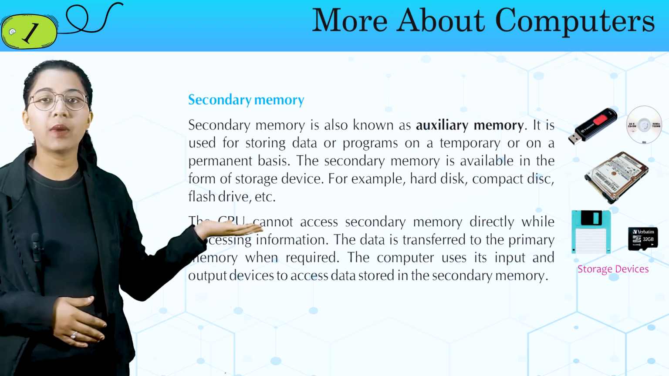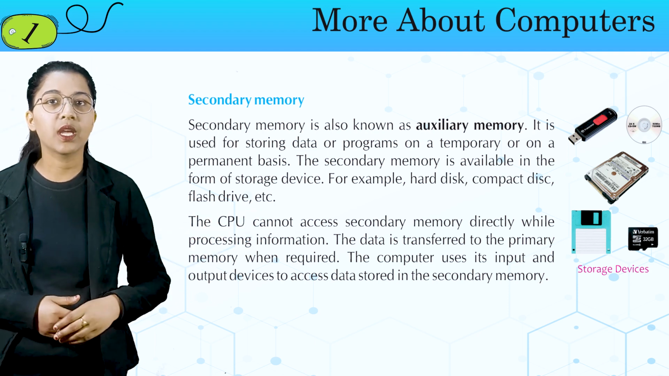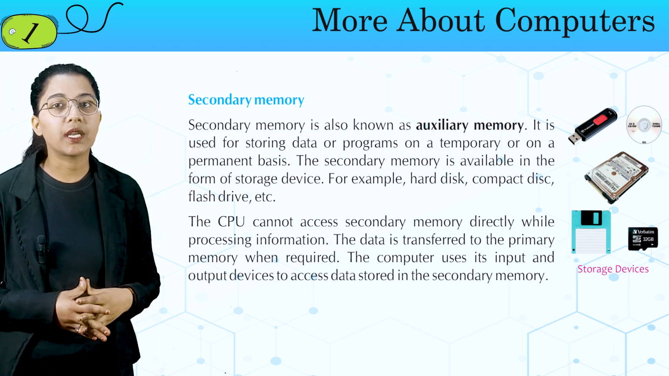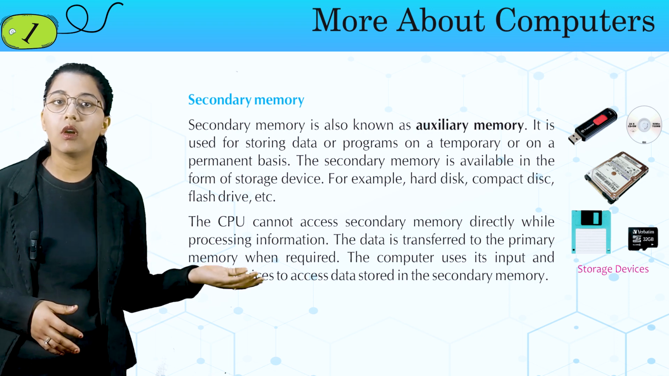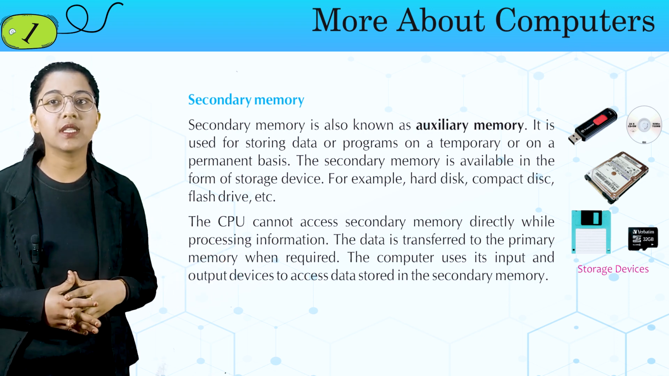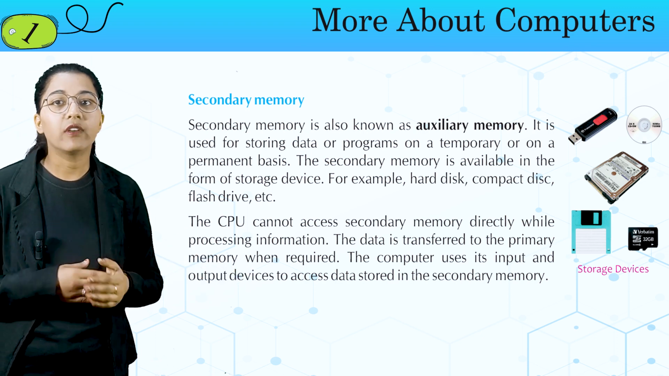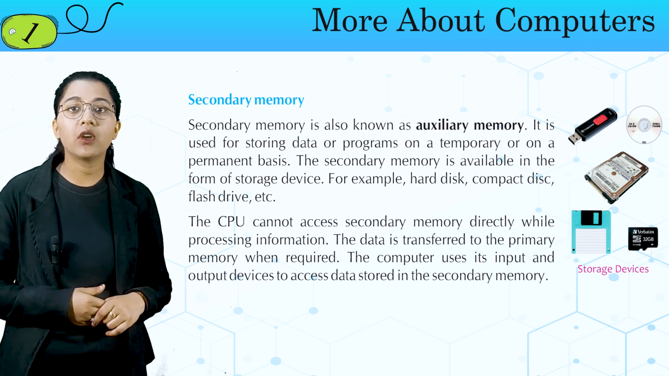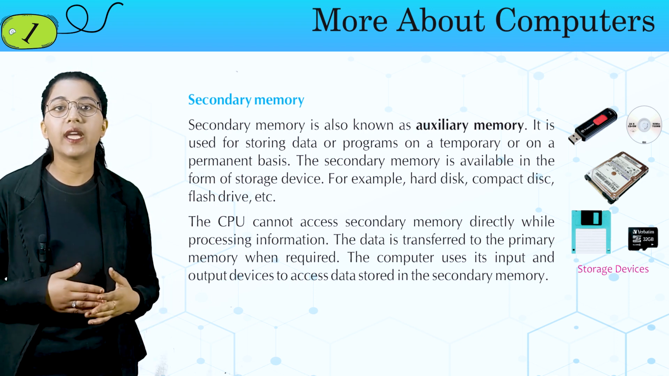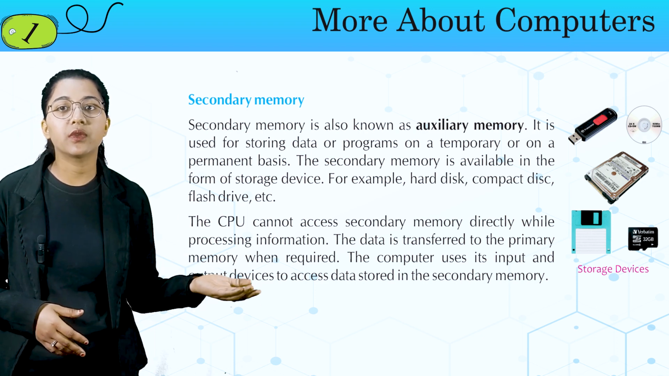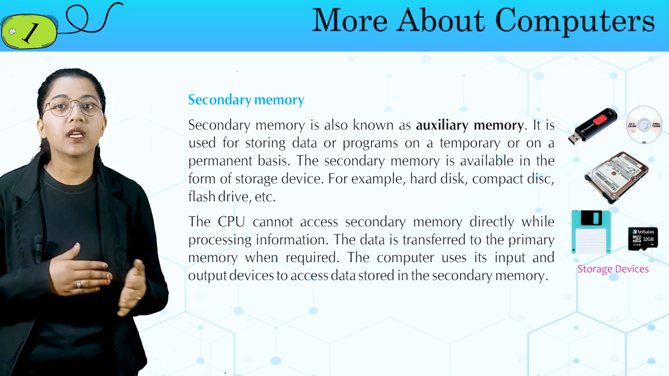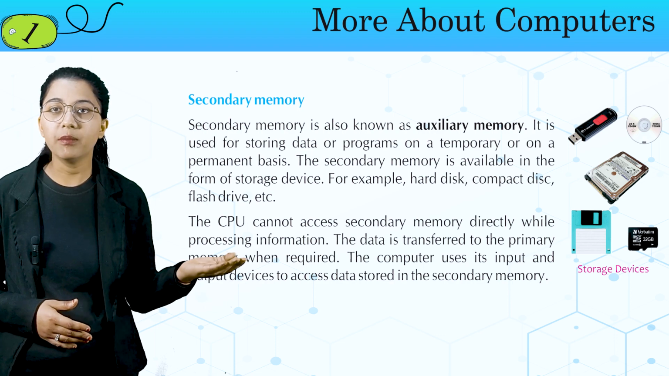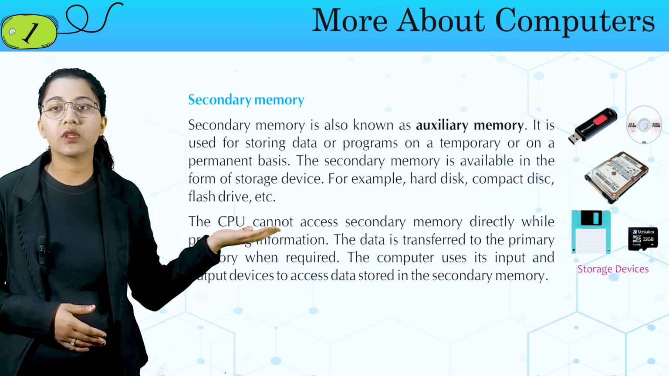Now, let's read the second part of the memory, that is secondary memory. Secondary memory is also known as auxiliary memory. It is used for storing data or programs on a temporary or on a permanent basis. This secondary memory is available in the form of storage devices, for example, hard disk, compact disk, flash drive, etc. The CPU cannot access secondary memory directly while processing information. The data is transferred to the primary memory when required. The computer uses its input and output devices to access data stored in the secondary memory. Here you can see some of the storage devices.